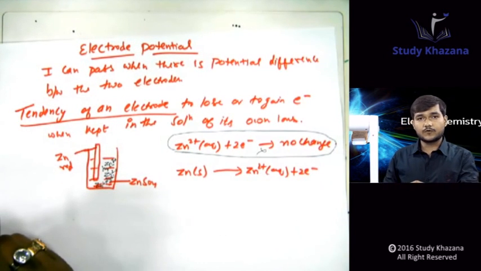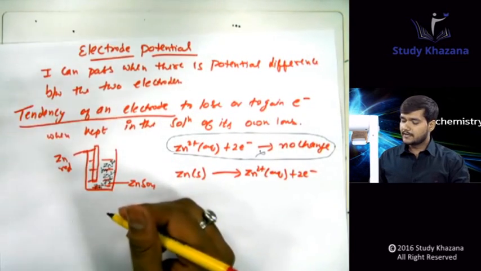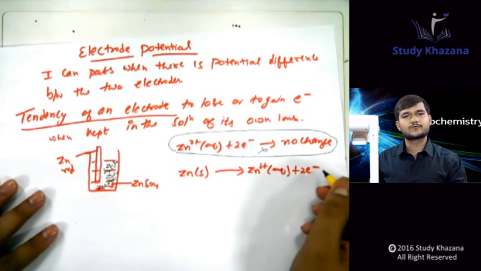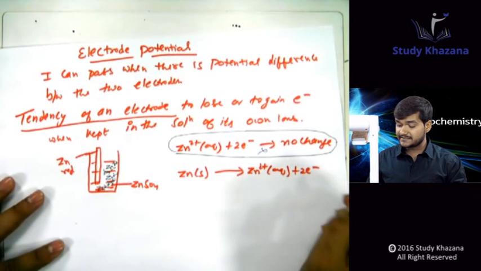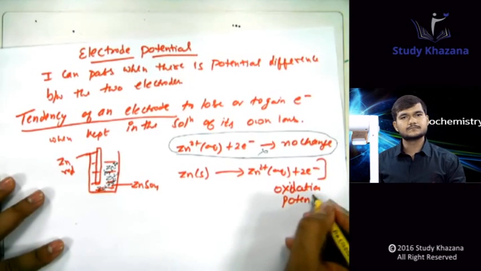Okay, so what does zinc do? Zinc, when dipped into the ZnSO4 solution, will always lose 2 electrons. It will become Zn2+ aqueous plus 2 electrons. It always loses 2 electrons. So this is the oxidation potential.